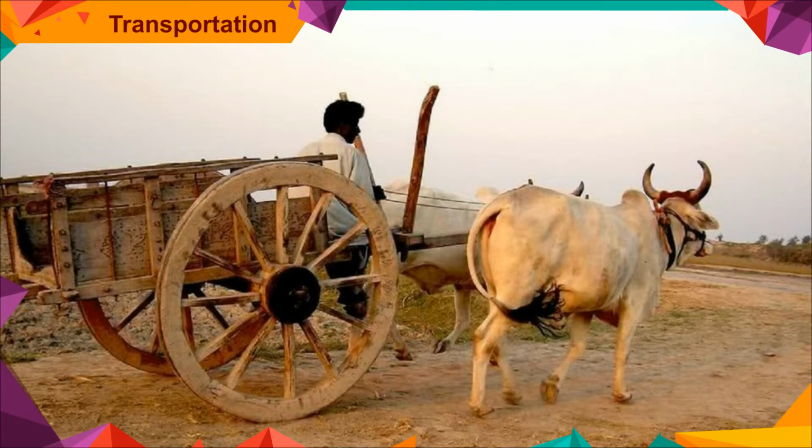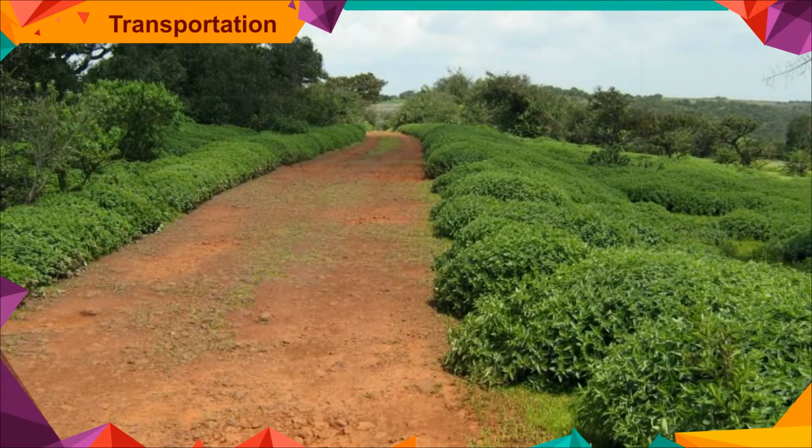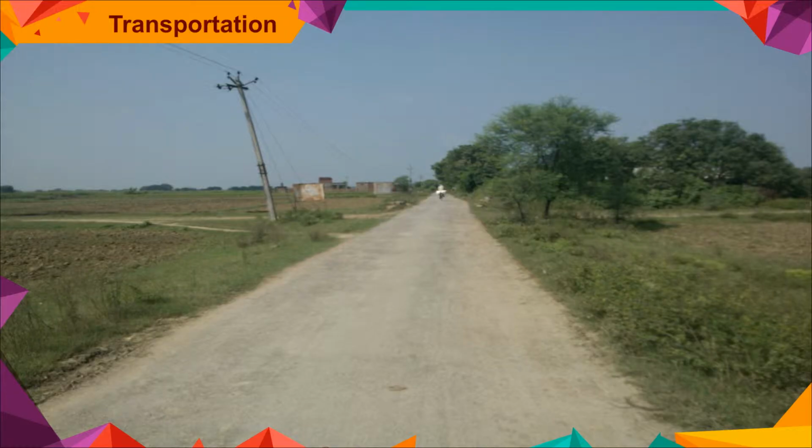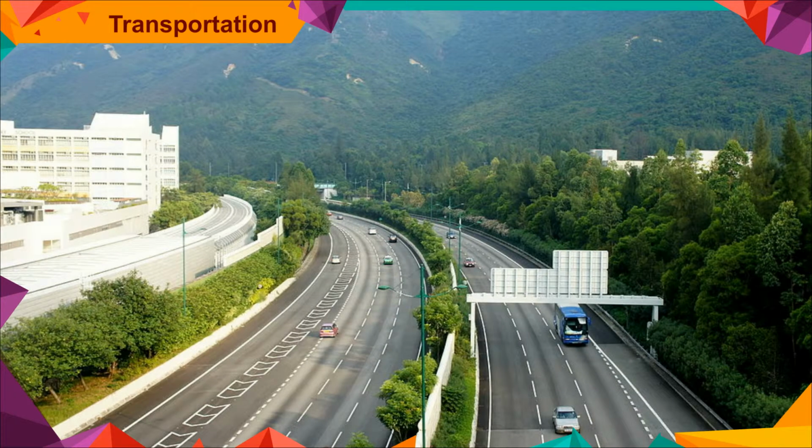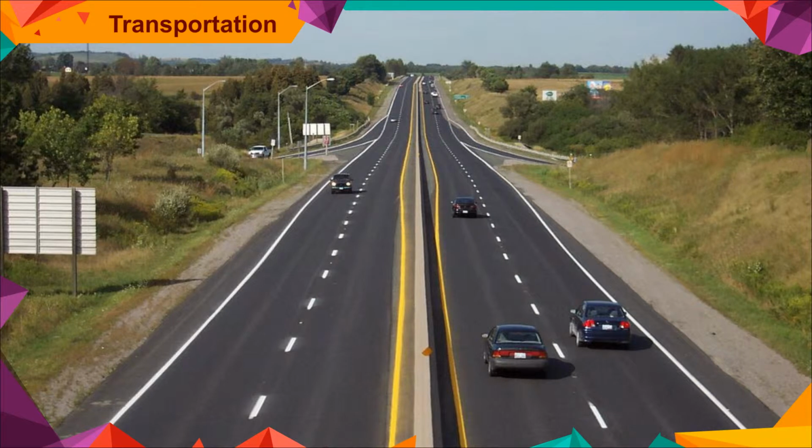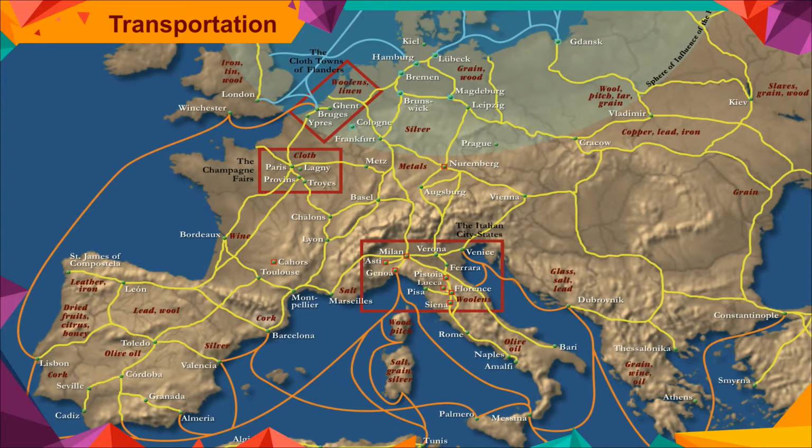The use of wheeled vehicles encouraged people to build better roads. Kacha roads are found in villages, but now Pakka roads can also be found there. Modern roads are wide and solidly constructed. Many countries have high-speed roads which are broad and straight. These roads are called highways, connecting major cities of a country.